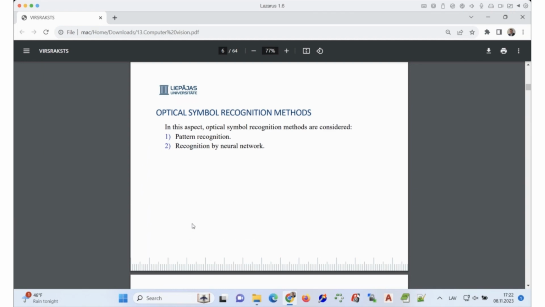Real applications use these approaches, but as only maybe 10 or 15% of the overall solution. But I think it would be interesting to get things. So now we'll be talking about symbol recognition. When we have a picture of a symbol, an application would try to guess what is written there. And we will take a look at two methods: pattern recognition and recognition by neural network.